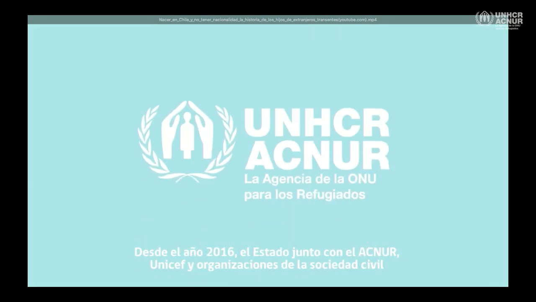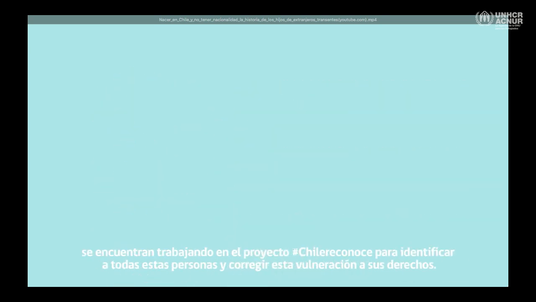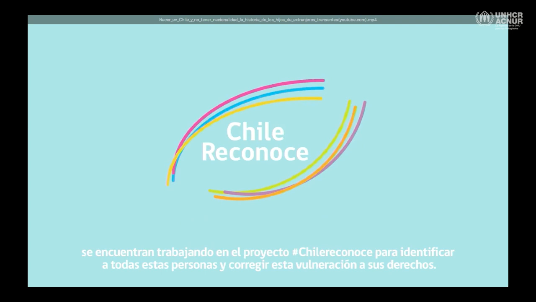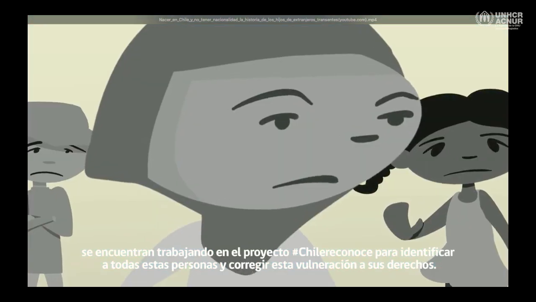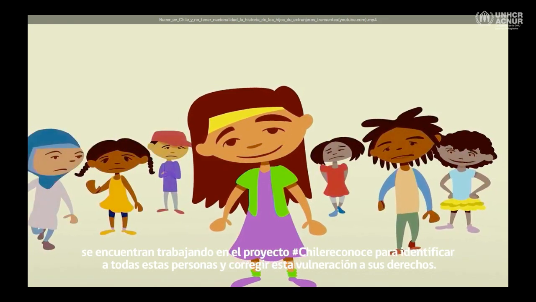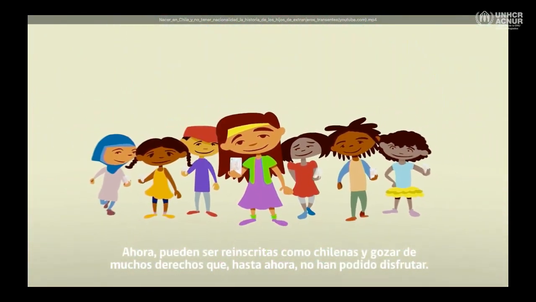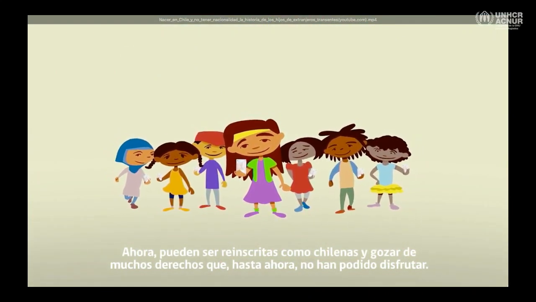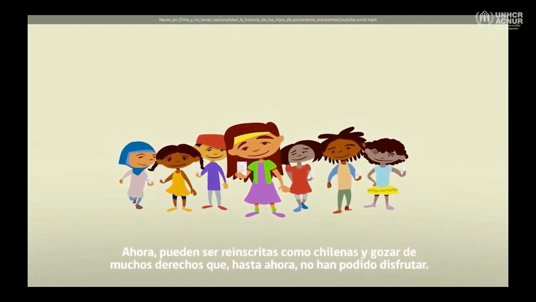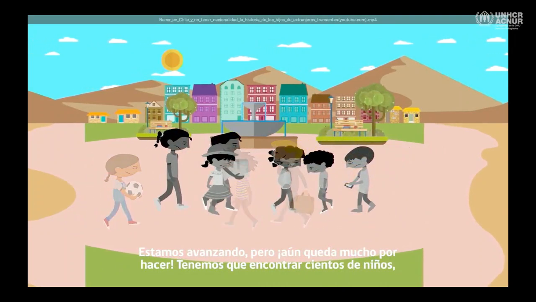From the year 2016, the state, together with UNHCR, UNICEF, and organizations of the civil society, are working in the project Chile Reconoce, Chile Recognizes, to identify all these people and be able to correct this impairment in their rights so that they can have many rights that up to now they have not been able to enjoy. We are advancing, but much needs to be done.